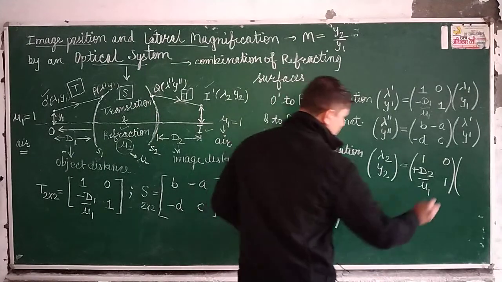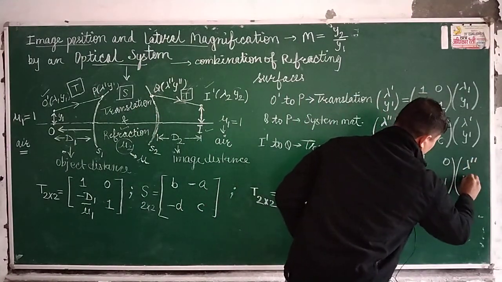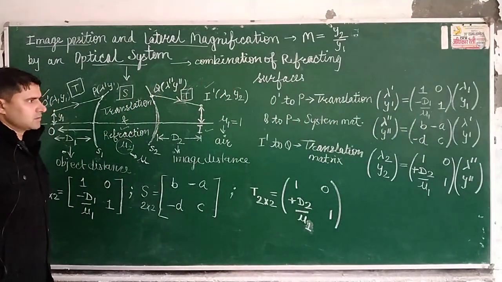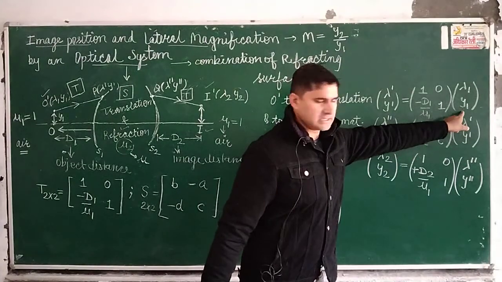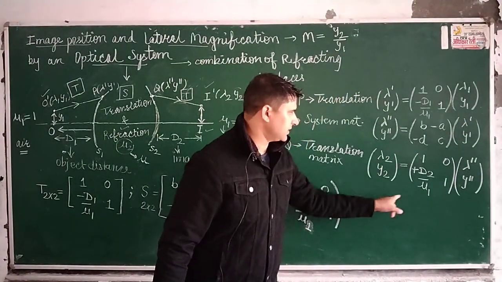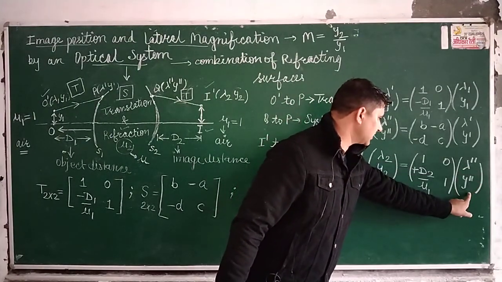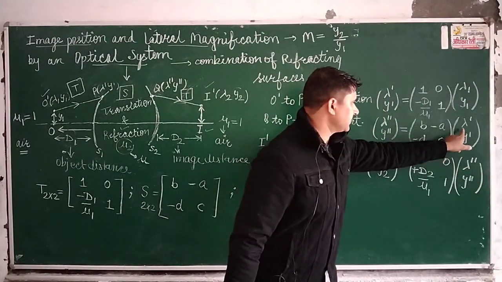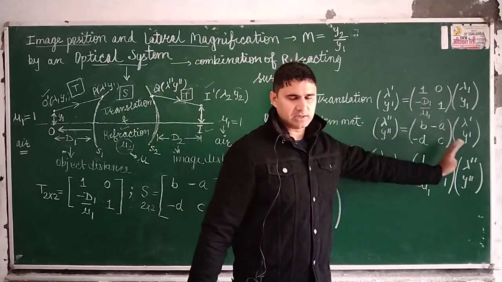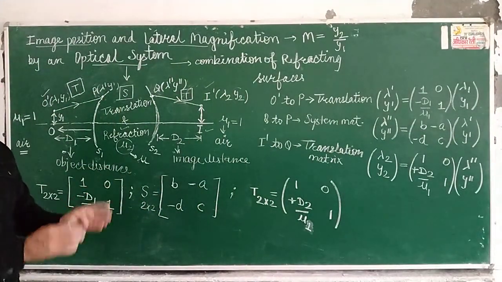and here we will write the coordinates of point Q, that is lambda double dash and y double dash. Okay, so if we connect the optical coordinates of the object point and that of the image point, then we have to put the values of lambda double dash and y double dash from here, and lambda dash and y dash from here, and we will make a combined matrix.